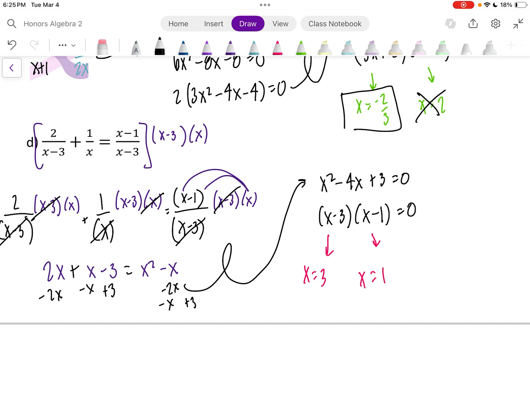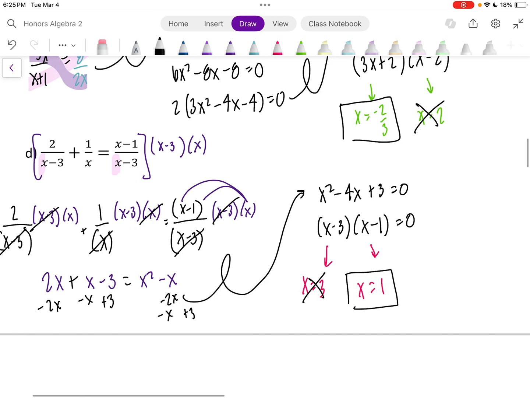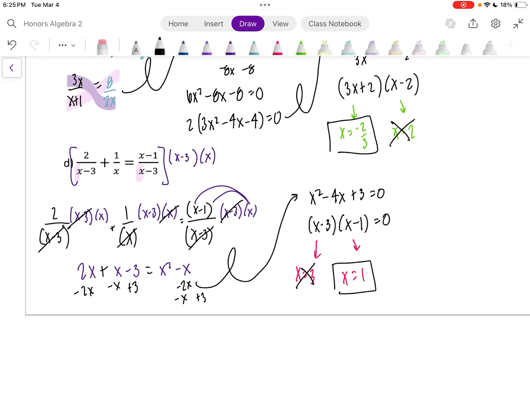But again, plug in the 3. So if we were to plug in the 3 here, you would get 0 in the denominator. So that one doesn't work. But if you plugged in the 1 and you simplify the fractions, that one does end up working.